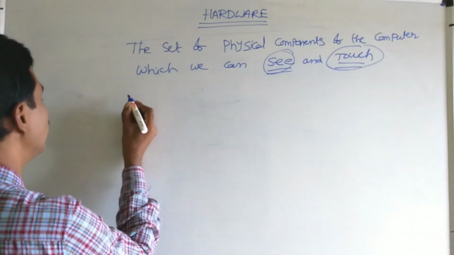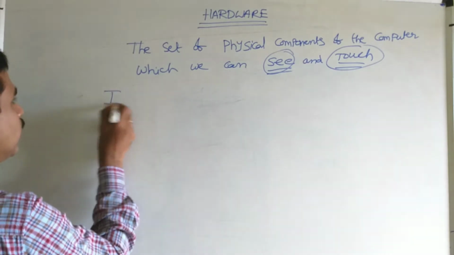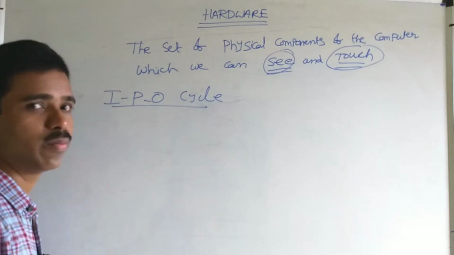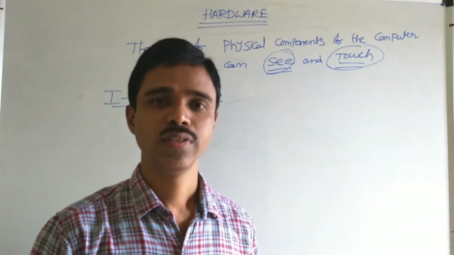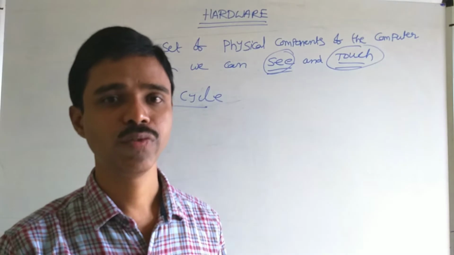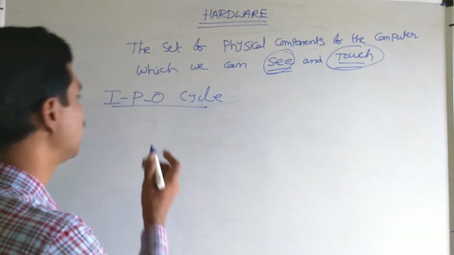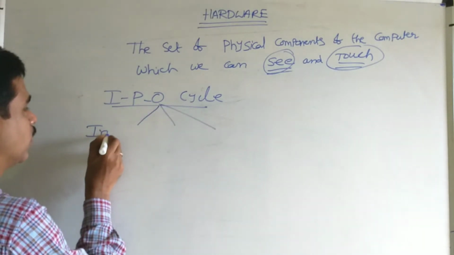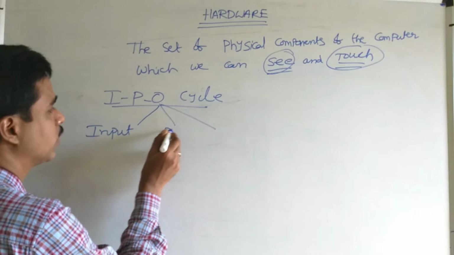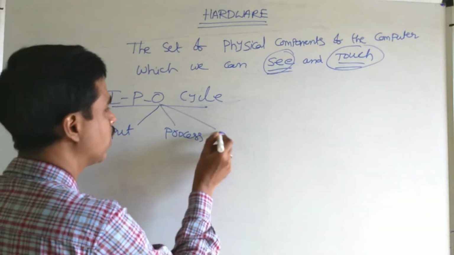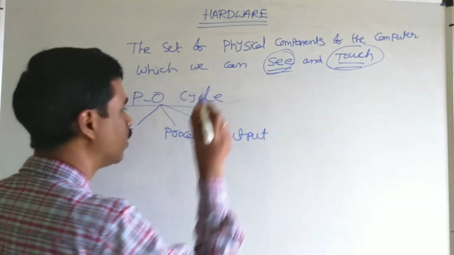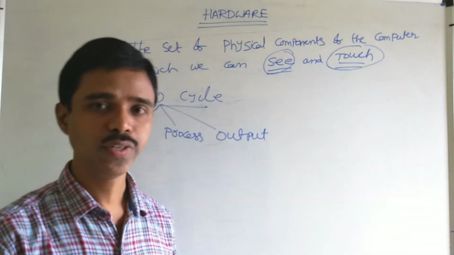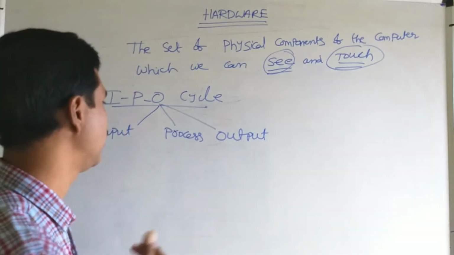Coming to the IPO cycle, I am going to explain the list of hardware components. The task given to every computer follows an IPO cycle to process it. IPO cycle in the sense, I means input, P means process, O means output. In the previous videos I already discussed what is input, what is process and what is output. If you are watching for the first time, please go through those videos also.